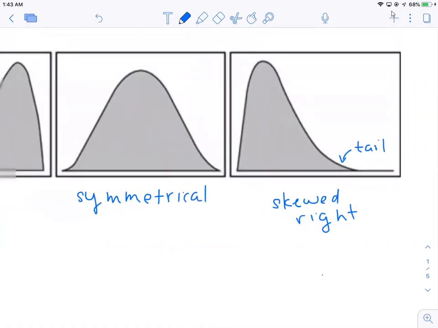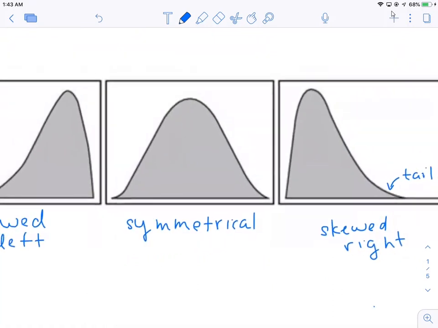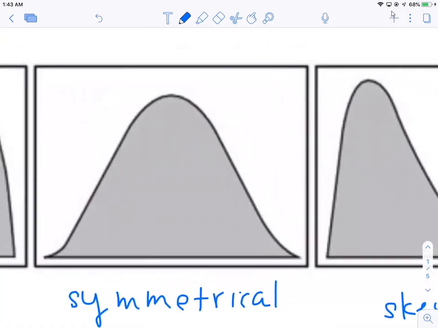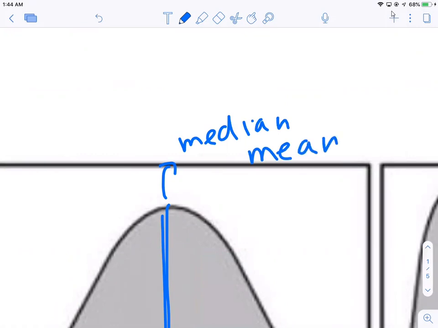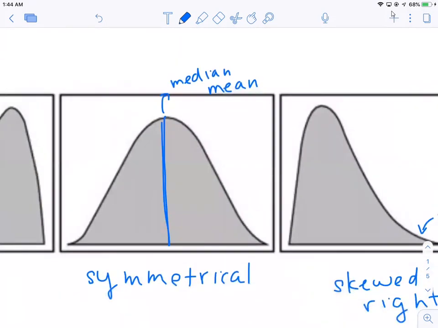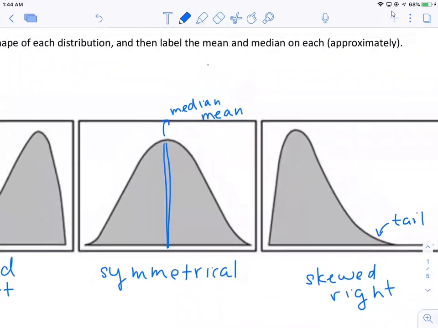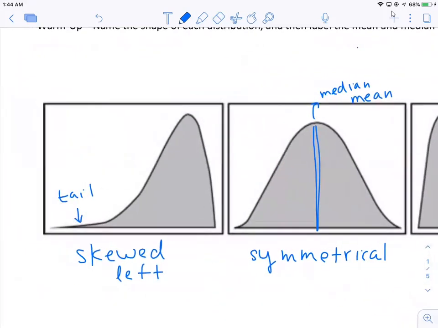All right, next I asked you to approximately label the mean and median. Well, if it's symmetrical, hopefully you guys would agree that both the mean and the median are going to be right here in the middle, right? If you average all the data, the average will be right in the middle because it's symmetrical. If you take the middle number after you organize everything from least to greatest, that should also be right in the middle. So mean and median are going to be the same there.